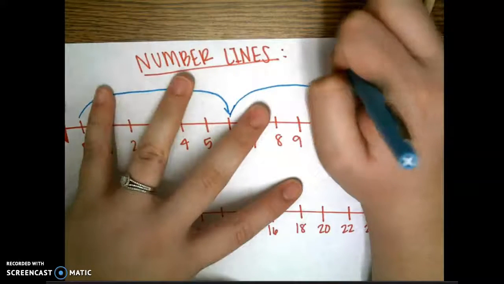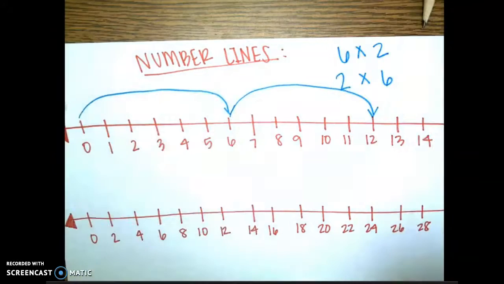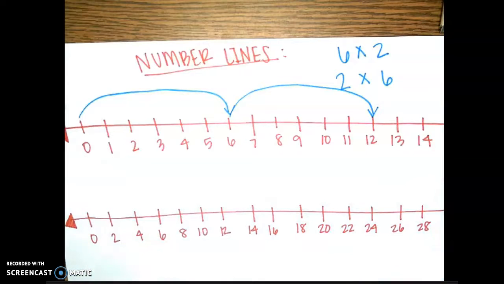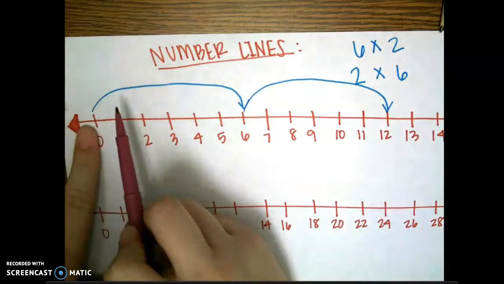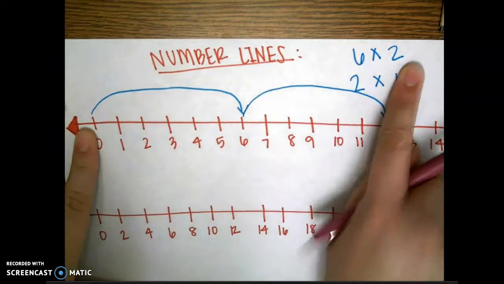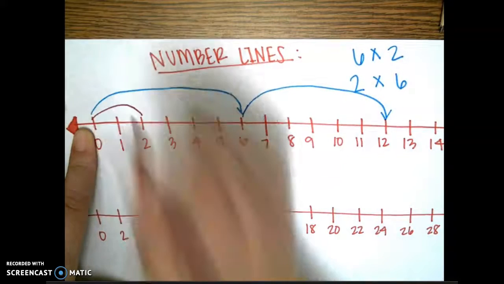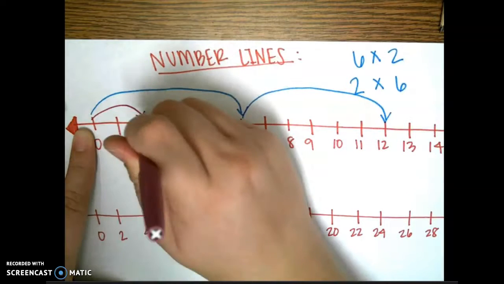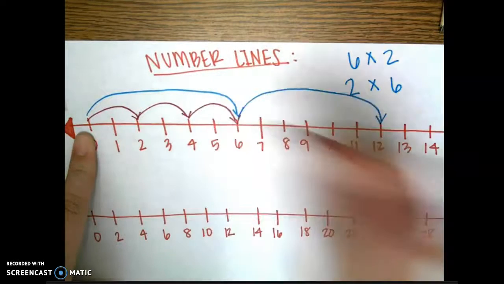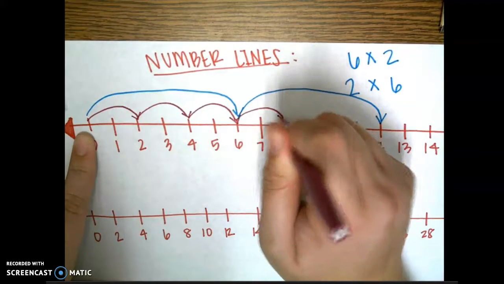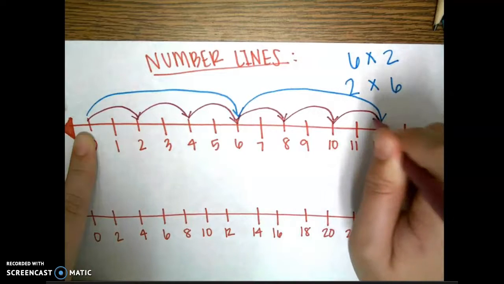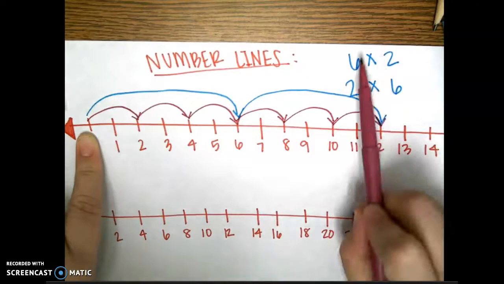Now, if I wanted to do 6 groups of 2, my jumps are going to be a little bit smaller, but I'm going to land in the same spot. And I'm just going to do it in a different color. So if I want to do 6 groups of 2, that's 1, 2, 3, 4, 5, 6. So it's the same problem.